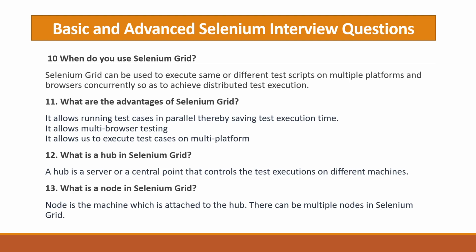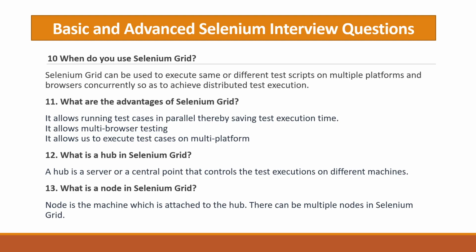First of all, Selenium Grid allows running test cases in parallel, thereby saving test execution time. If we are running all our scripts on multiple browsers in parallel, you can save your time. It also allows multiple browser testing, and it allows us to execute tests on multiple platforms, that is OS related, such as Windows, Mac, or Linux. Any kind of platform it will be, we are going to use Selenium Grid. Those are the advantages of Selenium Grid.